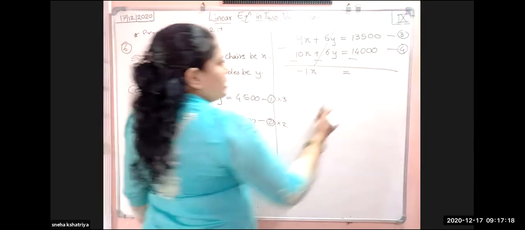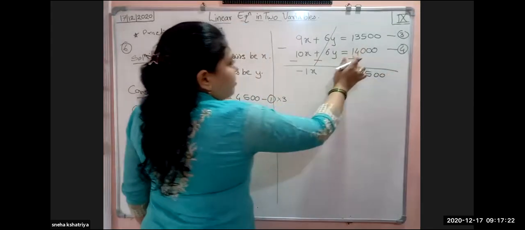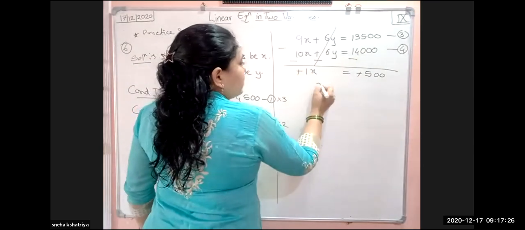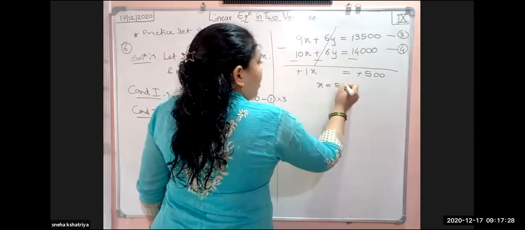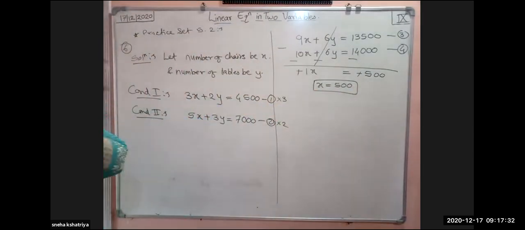So how much is it? Only 500. So we get here minus 500. 14,000 has a minus sign, so it will become minus. So minus minus get cancelled. We get x is equal to how much? 500. x is equal to 500. Okay. Now put the value of x in any one equation.